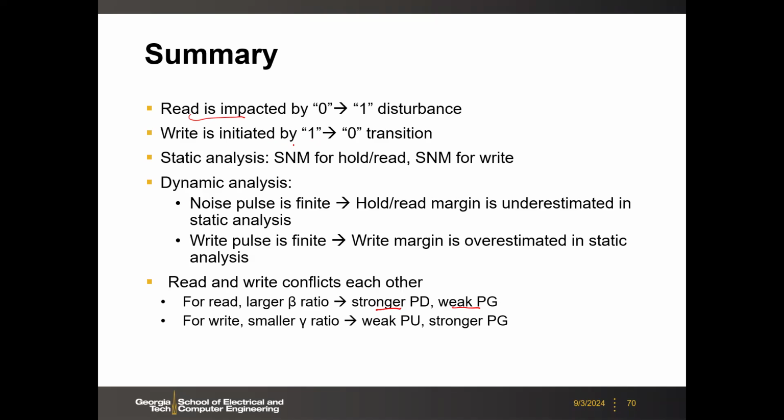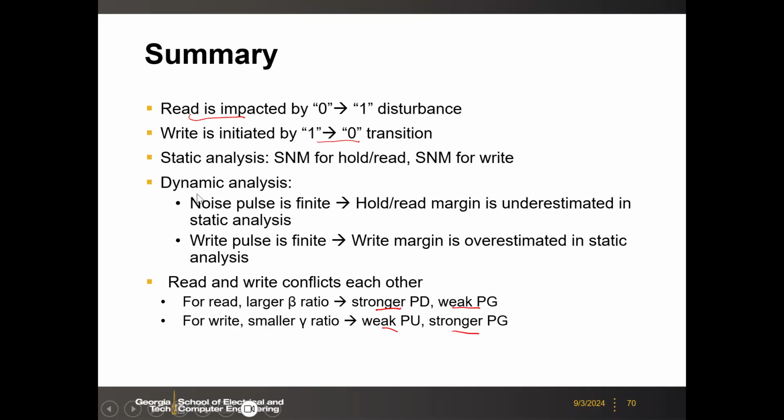And then we talk about the write operation. Write is initiated by the 1 to 0 transition. And then to make that happen, we want stronger cascade, weaker pull up. So we talk about the static analysis and then the static noise margin, the butterfly curve. And then you have homework on that.